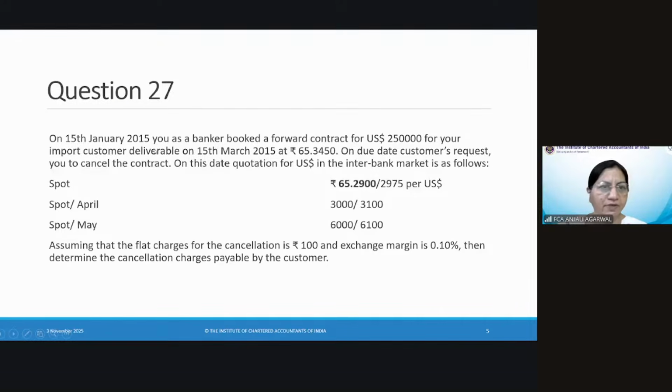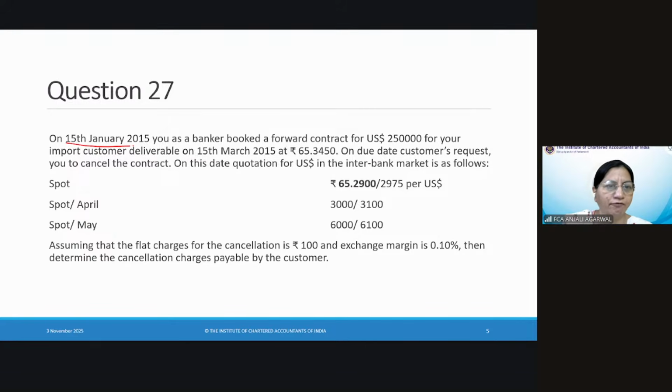Let's look at the next question now. All questions would be done in similar fashion, looking very carefully at whether the person is an exporter or an importer, whether the bank has entered into a sell contract or a buy contract, or the customer has entered into a buy or sell contract. Basis that, the cancellation will be executed.